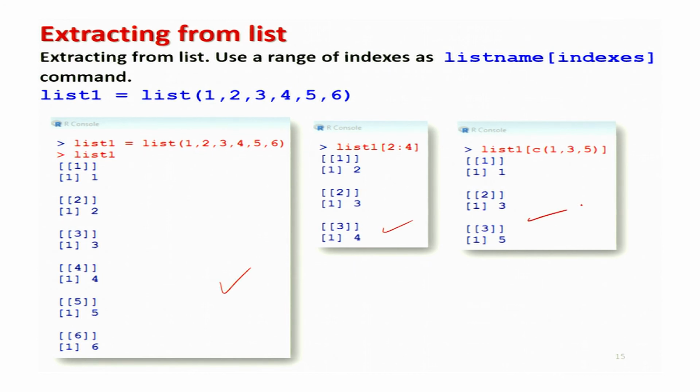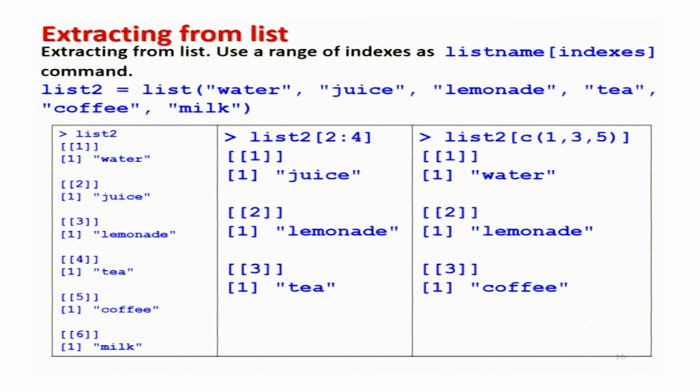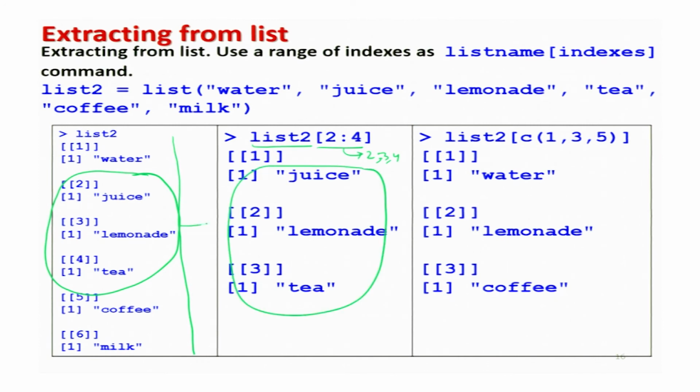And now, the same operation if you try to do from the list 2. This list 2 consists of water, juice, lemonade, tea, coffee and milk. Now if you write list 2 and then inside the square bracket 2:4, that is 2, 3, 4, you want to extract a sub list consisting of the elements at the second, third and fourth position in the list 2. In the list 2, at second, third and fourth position, you have 3 elements: juice, lemonade and tea. So, now they are coming here as juice, lemonade and tea, and this is your sub list.